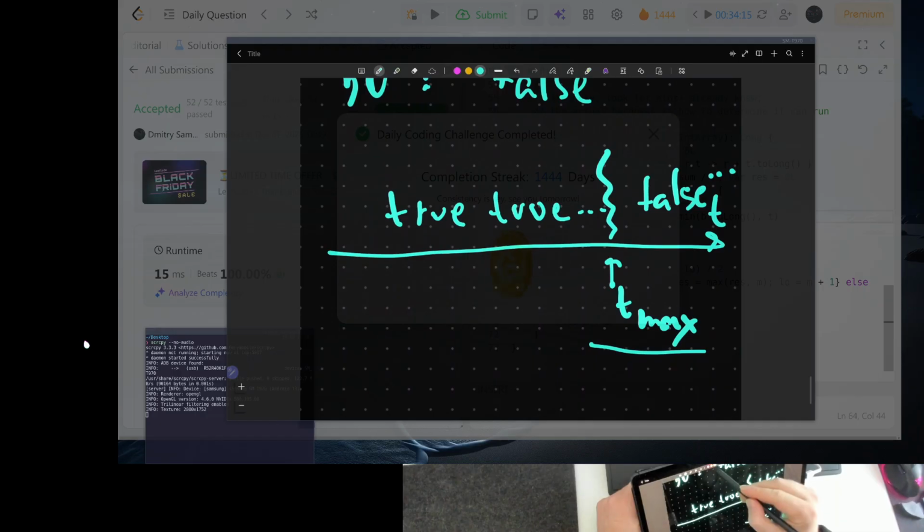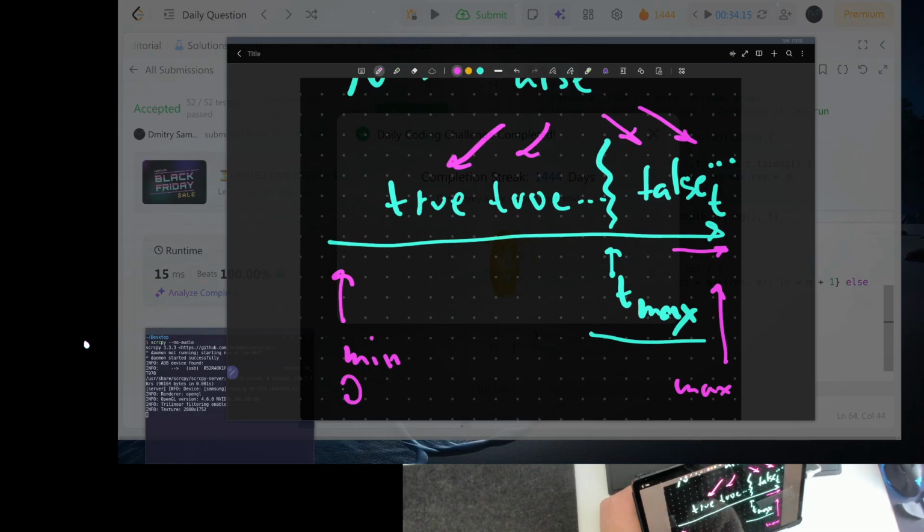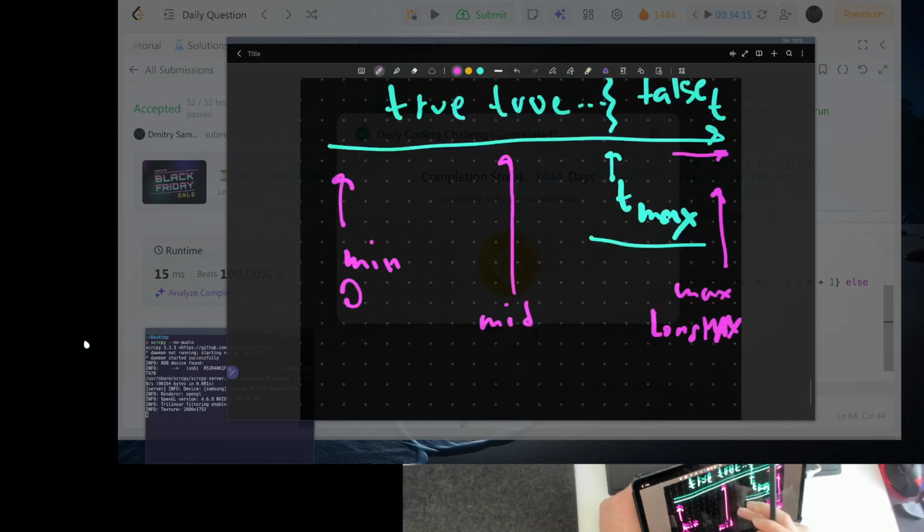So it's a kind of sorted order, where you have true and then you have false, and the time grows linearly, so you can use binary search. Minimum maybe 0, maximum can be any value, like the total sum or just long max, and then you do binary search. You take the minimum, and this is your given time.